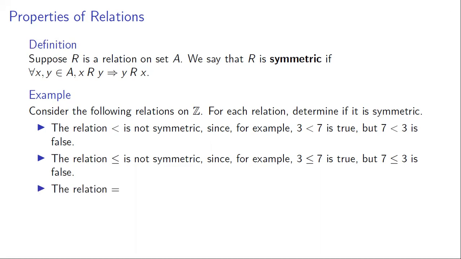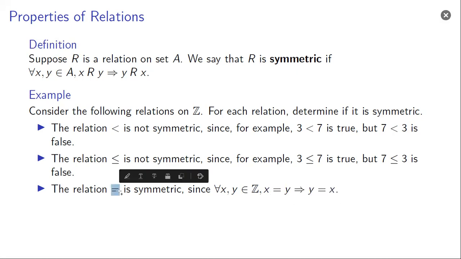How about the relation equals? Is this relation symmetric? It is. Why? Since for all X and Y in Z, we have to show that if X is related to Y, then Y is related to X. Well, if X is equal to Y, then Y is equal to X. That is always true, no matter what integers X and Y are. If X is equal to Y, then it is definitely true that Y is equal to X. So the relation equals is symmetric.